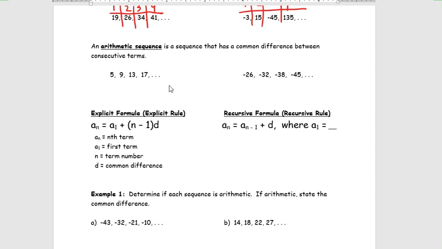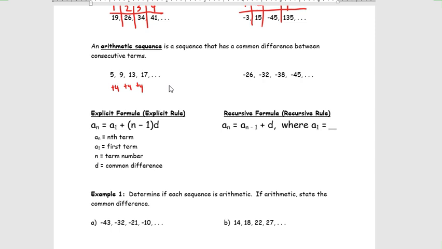So if we look at this sequence, what do we do to go from 5 to 9? We add 4. From 9 to 13, we add 4. From 13 to 17, we add 4. So since there's a common difference between all of our terms, this is what we call an arithmetic sequence.